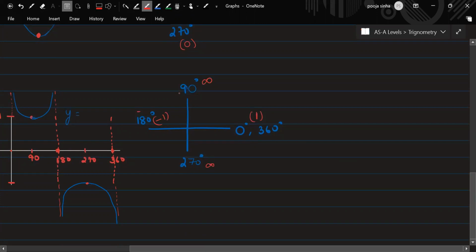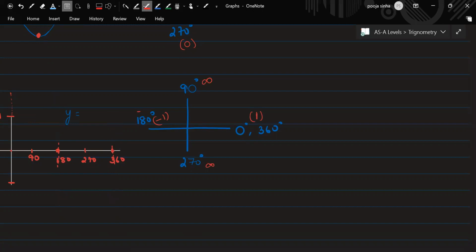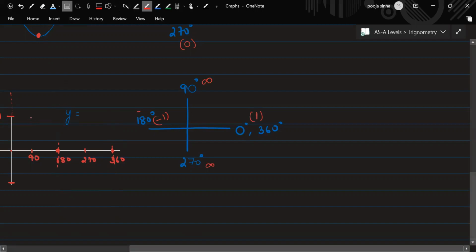Okay. So we will plot. Where is my asymptote forming? At 90. Where there is infinity, there will be an asymptote, a vertical asymptote. So let's draw the vertical asymptotes. One here at 90 and the other at 270, correct? Then from 1 it's going from 1 till infinity.